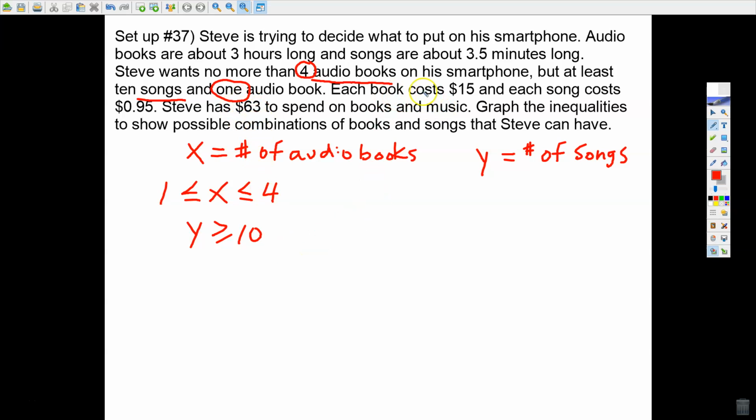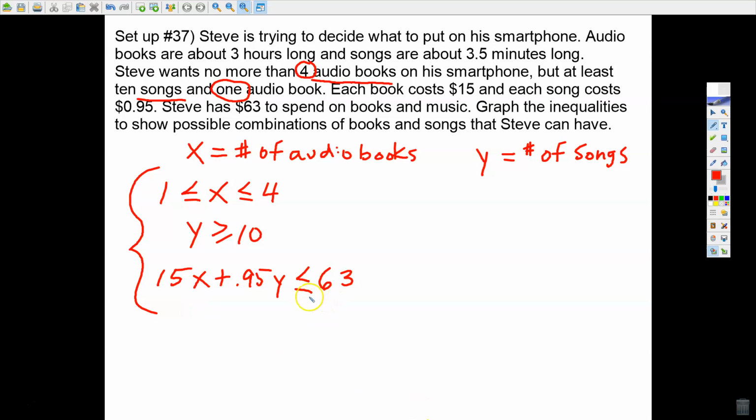So we can write an inequality to represent a limitation basically on how much money he has to spend. So we're going to say each book costs $15, so that's 15x. Each song costs 95 cents, that's 0.95y. And he cannot go over 63. 63 is the maximum amount he has. So we're going to say the inequality will be 15x + 0.95y less than or equal to 63. Okay, so this represents the system.